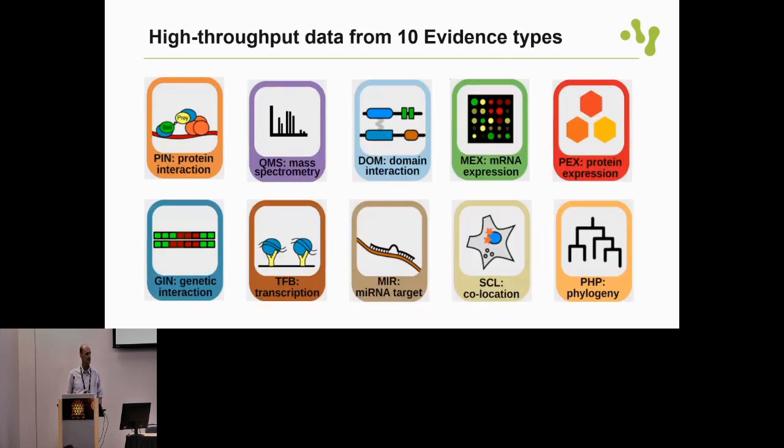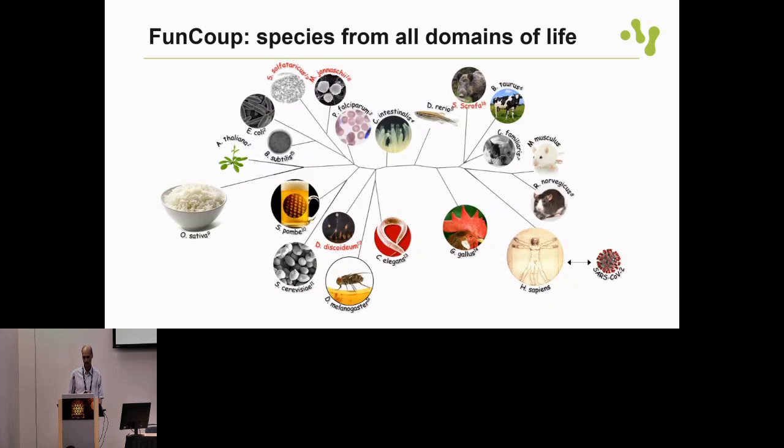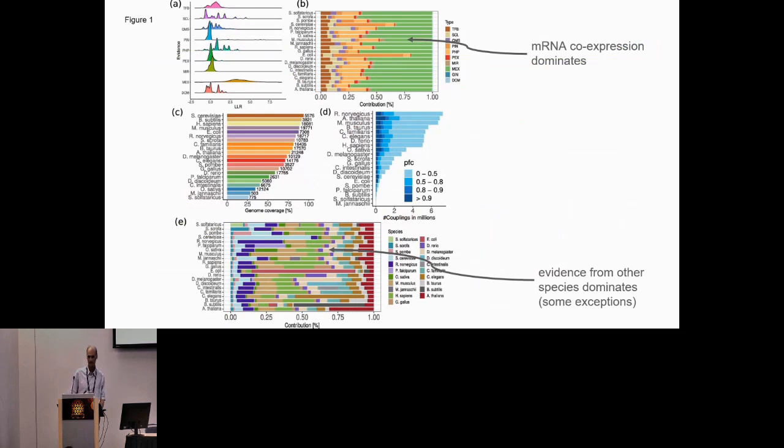The 10 evidences that we have right now are either direct protein interaction or correlations, for instance correlated gene expression, correlated regulation, or correlated evolution, for instance as in phylogenetic profiles. Right now we're focusing on species that have a lot of data, and that gives us 22 species in total, mostly eukaryotes, but also some bacteria and archaea. And during the pandemic, we also added SARS-CoV-2 as a host-virus interactome.